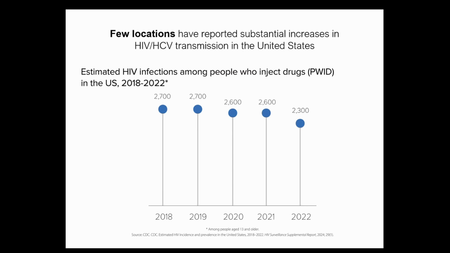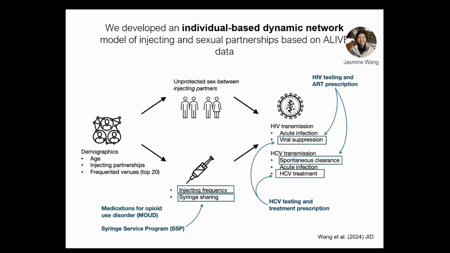And so we were really interested in trying to understand why this may have happened, because in Baltimore, a lot of these services were closed or had very limited availability. And when they reopened, they didn't open at full capacity. This is work that was led by Jasmine, where she developed an individual-based dynamic network model of injecting and sexual partnerships based off of this ALIVE data, this longitudinal cohort data.